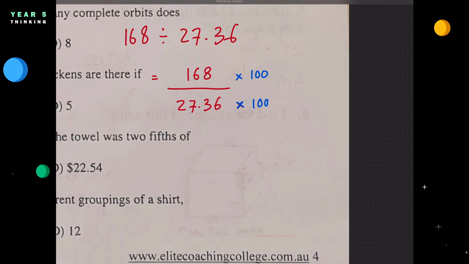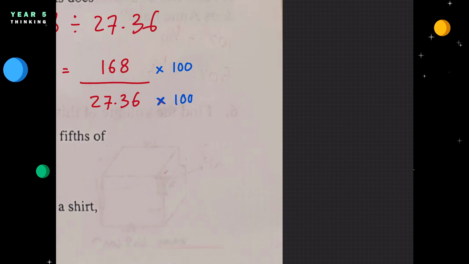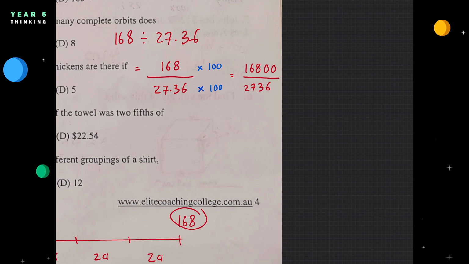So why did I times it by 100? Because if I times it by 100, the decimal place will jump to the right 2 times, turning it into a whole number, right? So what does that equal? Well, the bottom number now becomes a whole number. It becomes 2736. Now what about the top number? The top number becomes 16800. You times it by 100, you add 2 zeros to the end of it. There you go. So that's a lot easier to do, kind of.